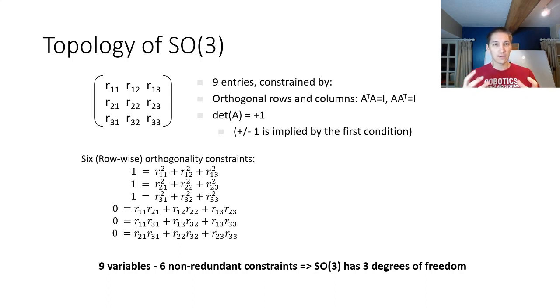So if you think about the 9 entries here, the orthogonality constraint imposes 6 individual constraints. And if we think about taking 9 variables and eliminating 6 degrees of freedom because of the constraints, SO3 can be seen to have 3 degrees of freedom. This is a bit hand-wavy of an argument, but it should suffice for now. So there's actually only 3 degrees of freedom in which I can choose my rotations, even though there are 9 entries in this matrix. And so there's a lot of redundancy in this representation.